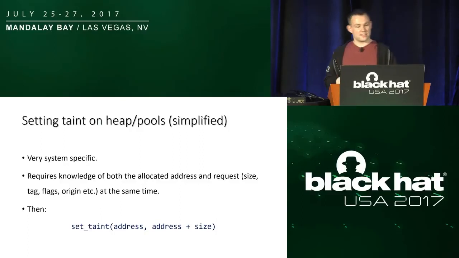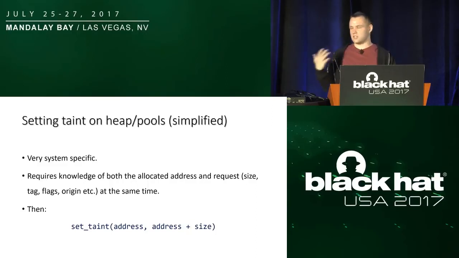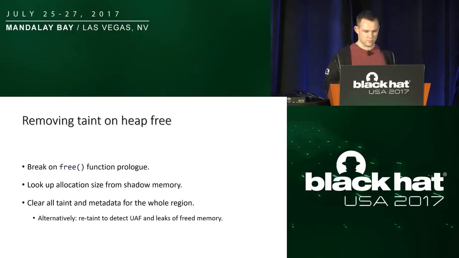On the other hand, setting taint on heap and pool allocations is completely different. We cannot do it universally in any way. We actually have to know how the system allocates memory, where the allocators are located in the kernel address space, and how they work. So right now we can just say that after we detect an allocation and we know the address and the size of the allocation, we just taint it. And I will talk about how we do it specifically later in the presentation.